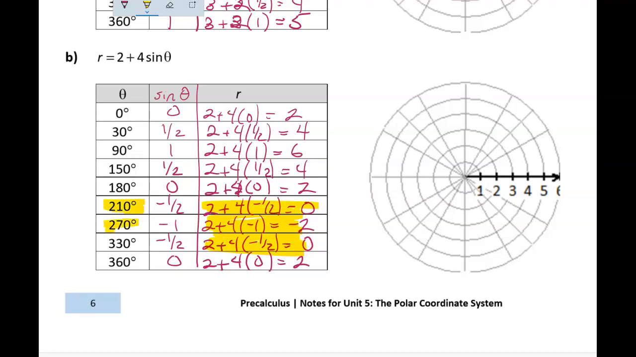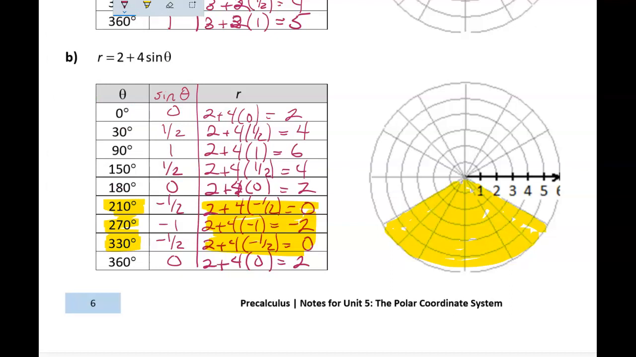From 210 to 330, the radius in between those two values is negative. So I'm going to mark that off between 210 right here and 330 right here. On this interval right here, the radius is going to be negative. So as we graph, let's keep that in mind.